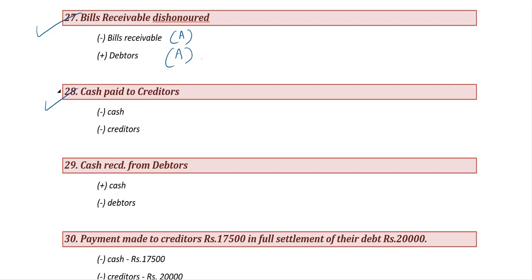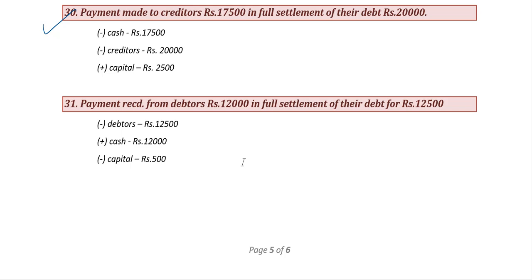Cash paid to creditors, we need to deduct from cash, which is an asset, and we'll deduct from creditors, which is a liability. Cash received from debtors, we need to add to cash, which is an asset, and deduct from debtors, which is also an asset.